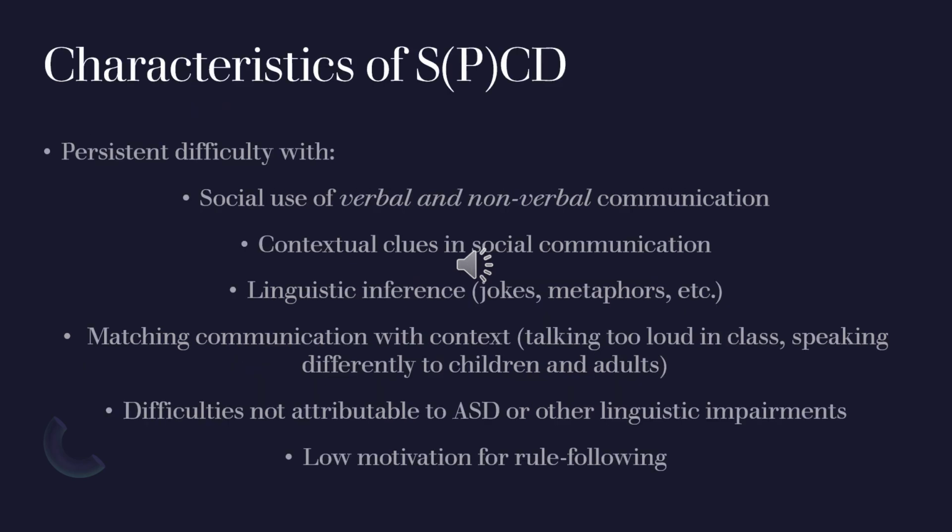So the DSM-5 lists some characteristics of social pragmatic communication disorder. Some of them are persistent difficulty with social use of verbal and nonverbal communication, contextual clues in social communication, linguistic inferences like jokes and metaphors, etc., and matching communication with context. For example, talking too loud in class and speaking differently to children and adults. Other difficulties are not attributed to autism spectrum disorder or other linguistic impairments, and SPCD is also characterized by low motivation for rule following. This implies that generally the intelligence for the rule is there, but there is some disconnect between knowing the rule and being motivated to follow it.